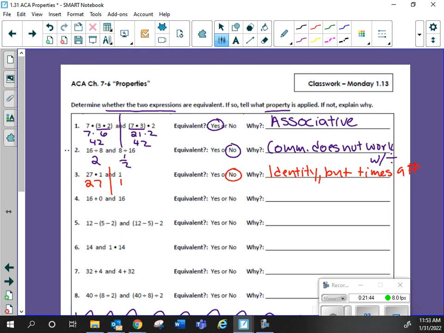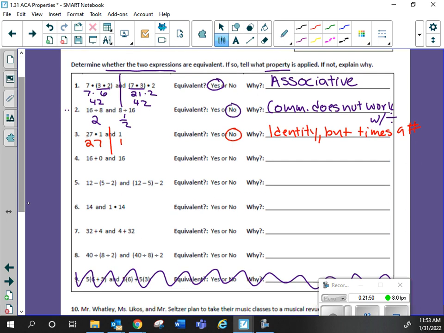Okay, number 4, Brody, yes or no? Is it yes? You tell me. I think so. Okay, and what property do you think they did? Identity. Okay, do y'all agree or disagree? Agree. Identity.